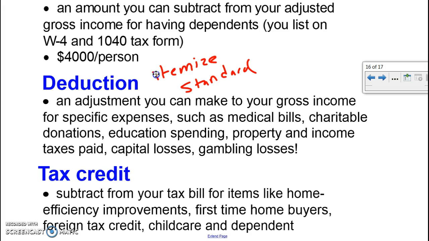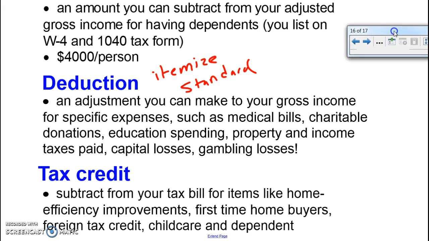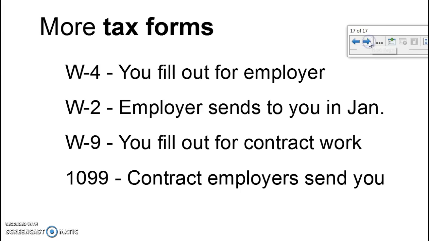So tax credits are a great savings to people. First-time home buyers get a tax credit. When George Bush was president, he put in place a child tax credit, so parents got to take a bunch of money off just because they had kids. You can take a tax credit for child care. So there's a number of things that you can actually just take straight off the top of your tax bill.